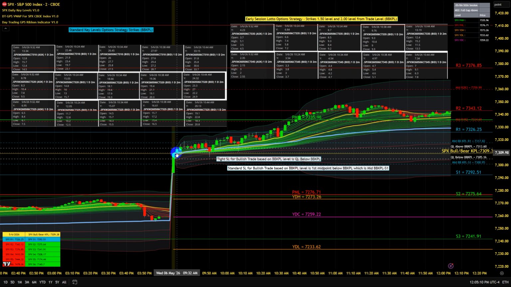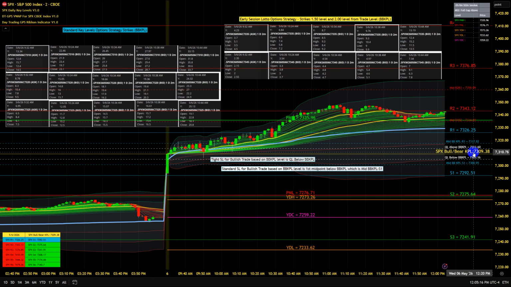Now on the 9:32 a.m. candle, we have a bullish entry here. The bull bear key price level for the day is 7309.38. So the standard key levels option strategy, as you may have seen in our previous videos, but we'll briefly explain it for those who have not seen our previous SPX videos, is that you have three different option strikes that you can consider on any bullish or bearish trade from a main key level.